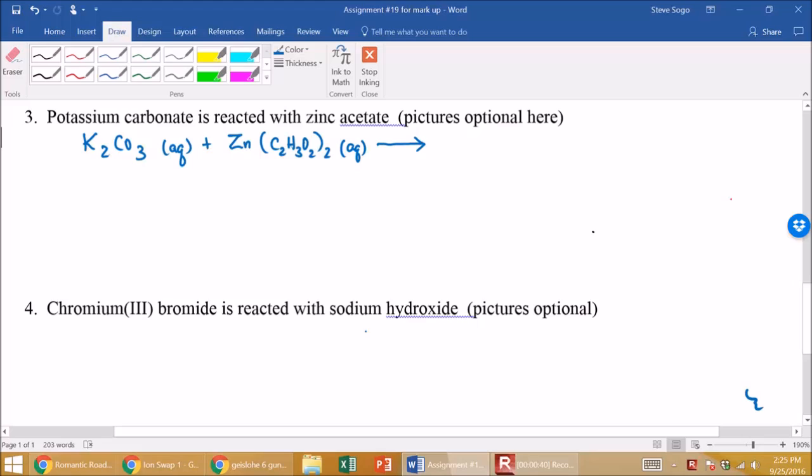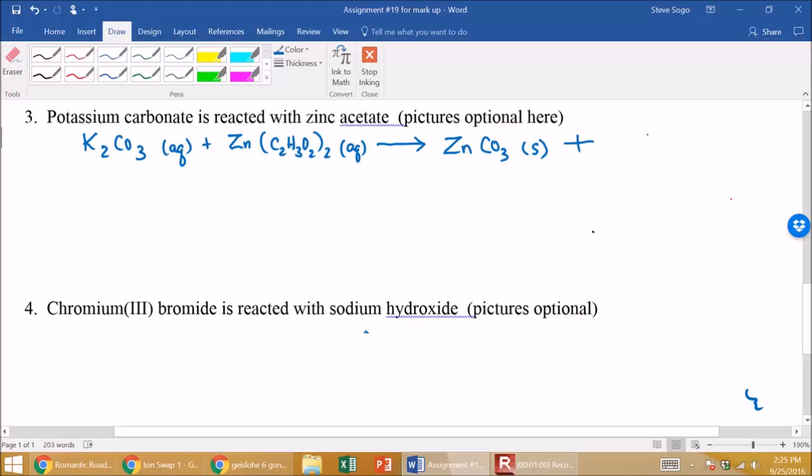I need the products now. One of the products will be zinc carbonate. Zn is a +2 ion. Carbonate's a -2 ion. They can bond together to make zinc carbonate. That is a true bond, inseparable. It is an insoluble salt, so I write solid here.